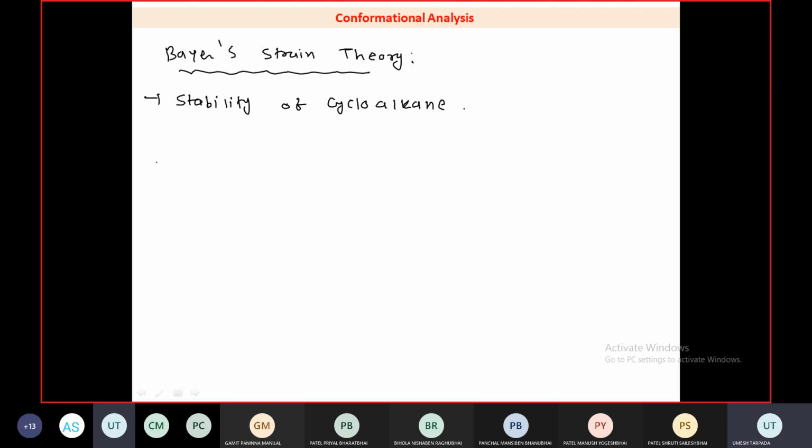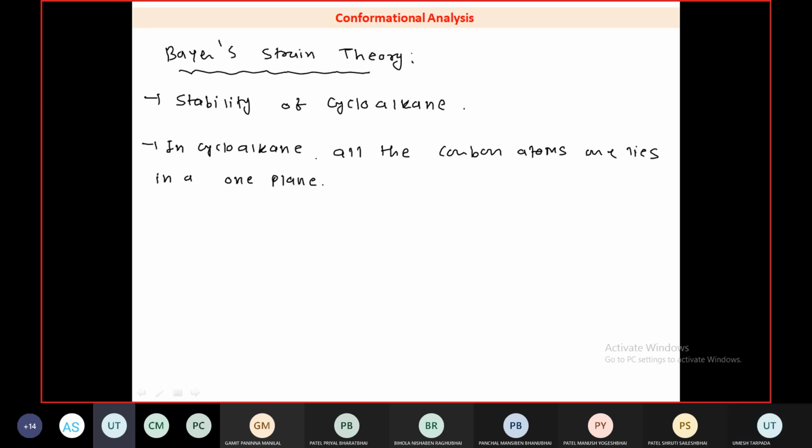So what happens in cycloalkanes? According to this theory, in cycloalkanes all the carbon atoms lie in one plane, in a single plane.